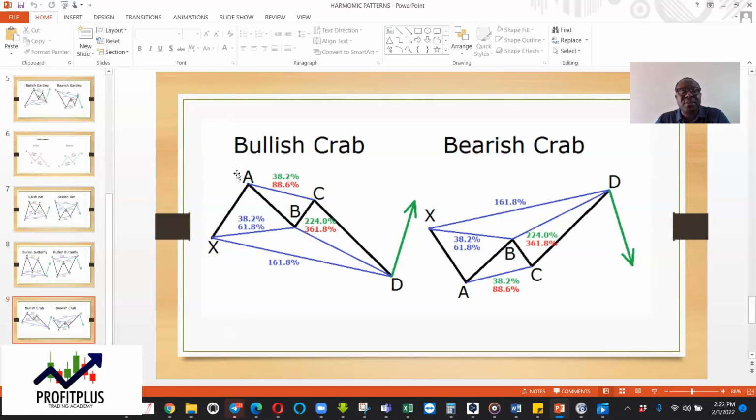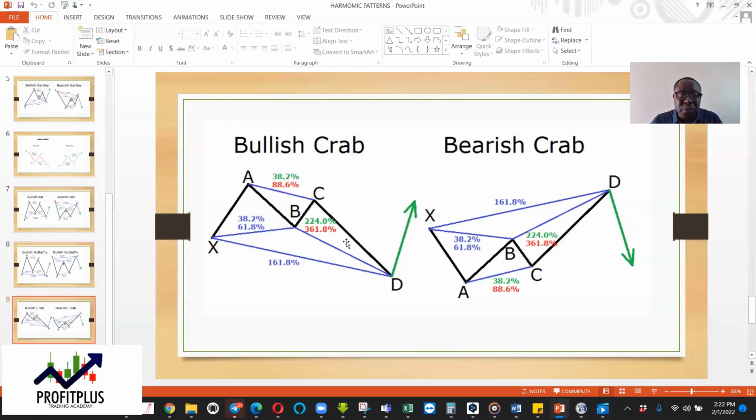So price moves from X to A in the bullish direction. Of course, this is a bullish market. Price moves from X to A. That's an impulse. It retraces to between 38.2% and 61.8% to B, A to B. All of these retracements are unique. Now from B to C, price moves back up in the bullish direction, but not exactly to the level of A. That B to C should be between a 38.2% and 88.6% retracement of the AB move.